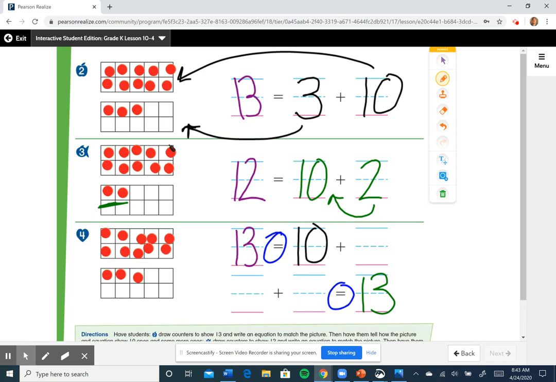So we have 10, because that's how we've been doing it, right? 10 and some ones. How many more ones do we have? 3. So 13 equals 10 plus 3. Now, it's just we got to do it the opposite way. So now we have our 10 plus 3 equals 13.